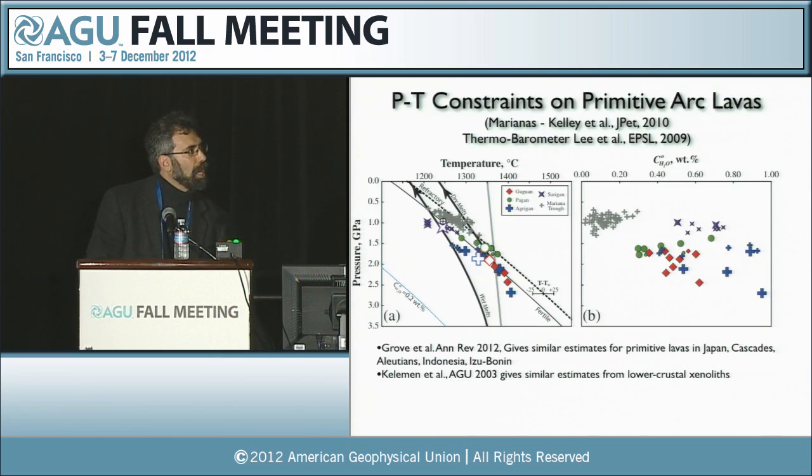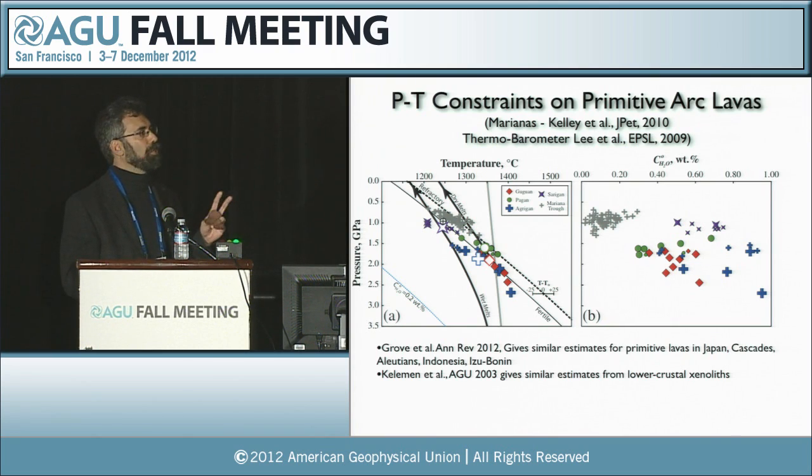Getting estimates of pressure and temperature beneath the arc is much harder because of issues of fractionation and water content. But here's a rather nice study by Katie Kelly et al. from the Marianas, looking at melt inclusions, which do two things. One, they give you an estimate of the bulk water content beneath there, and it's fairly small, 0.5%. Then, given that, you can use the thermobarometer of Lee et al. to make estimates of pressure and temperature of last equilibration.